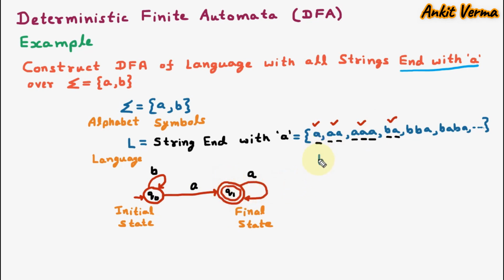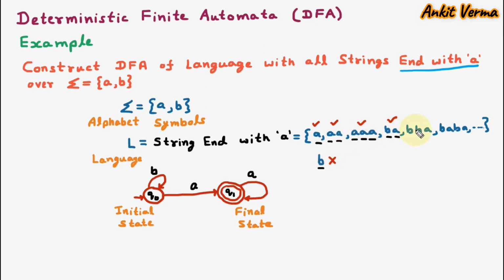Let us suppose we have a single B. We know that this is not part of our language, but we are just trying. In that case, we start with the initial state and come back to the initial state. That means after processing the string, we are on a state which is not a final state. So this string is not accepted by the DFA, and this is what we want.